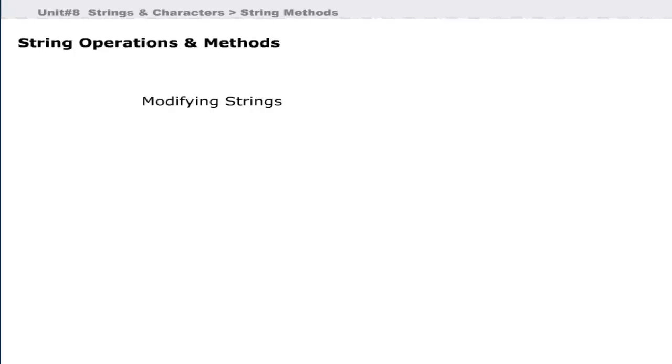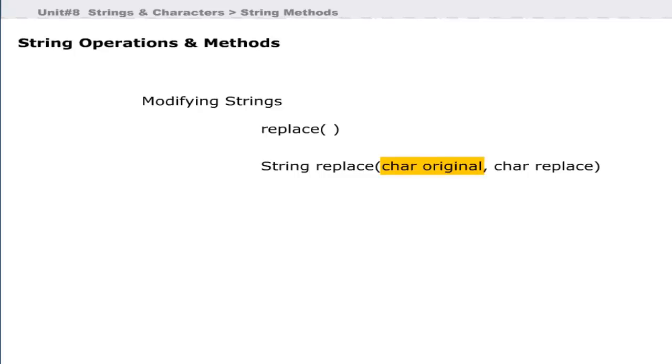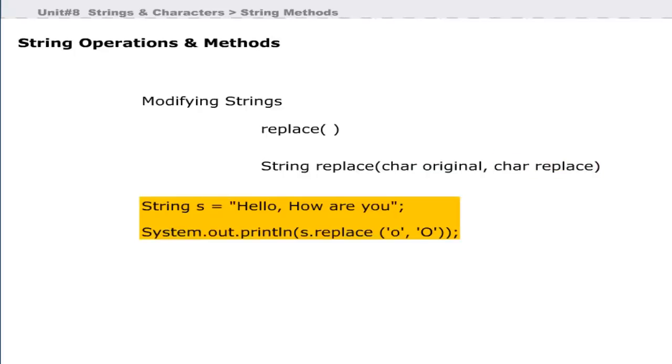Now we will learn another string method, that is the replace method. It can be used to replace all occurrences of a character in a string by a given character. The general form of the replace method is string as return type followed by the original character that is to be replaced by the character given in the replace parameter. Here, original means the character inside the string that is to be replaced by the character passed in the replaced parameter. This example shows the use of the replace method. The second statement replaces all occurrences of small o with capital O.